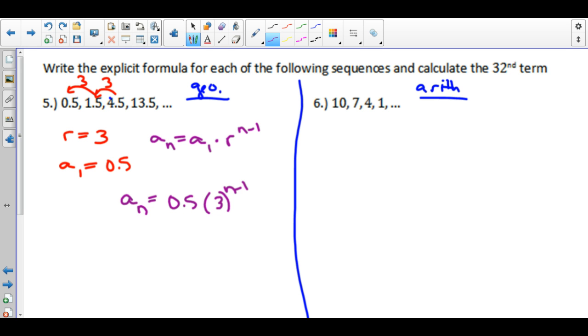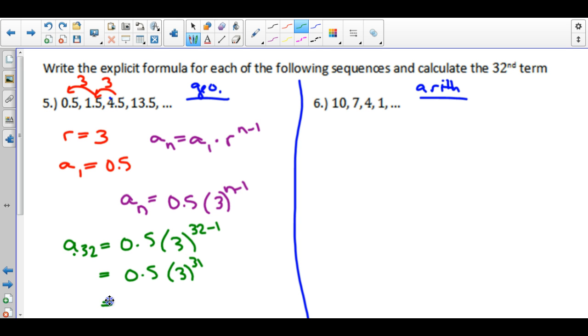So if I want to find the 32nd term, we're just going to substitute 32 in for n. And I will write it up here as the power of 32 minus 1. So that's going to be 0.5 times 3 to the 31st power. And I'm going to just throw this in the calculator because it's going to be a ridiculously large number. So I'm going to take 3 to the 31st power, and holy cow, that is huge. And I'm going to times it by 0.5, and I get 3.088 times 10 to the 14th power.